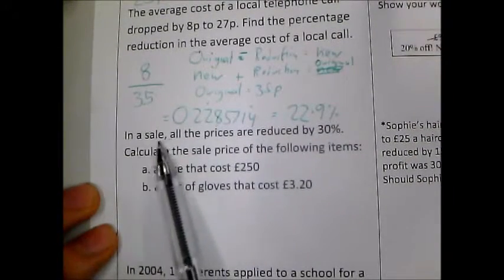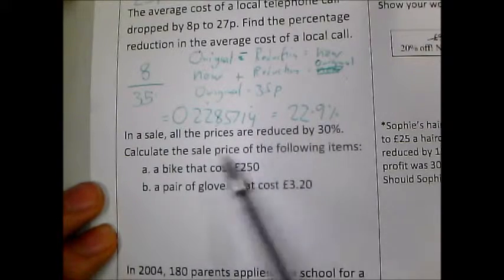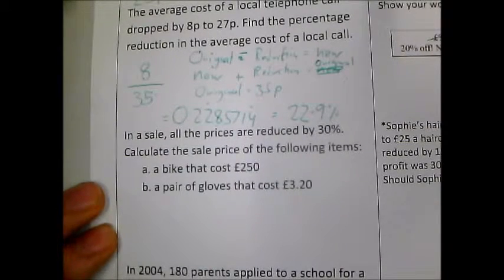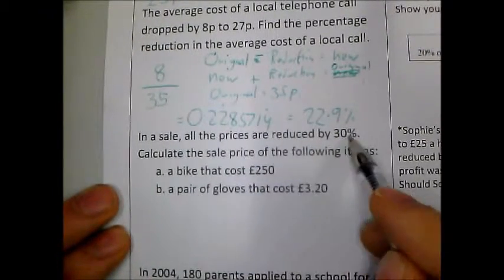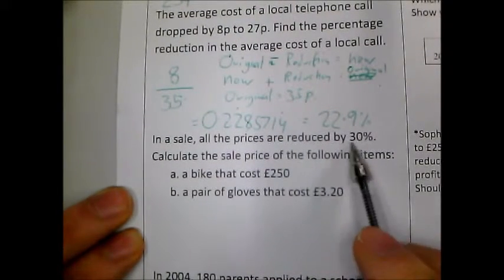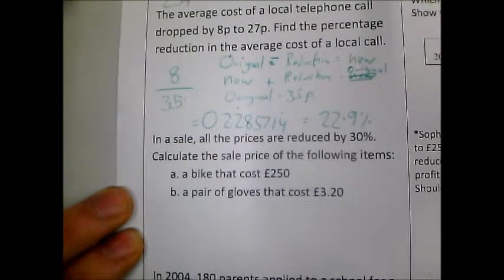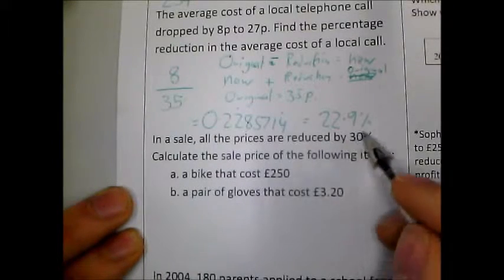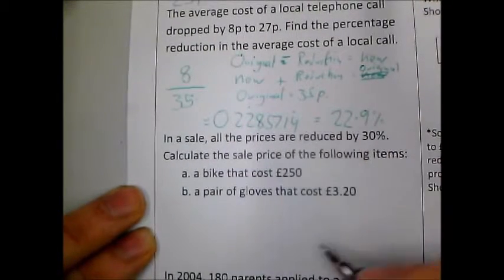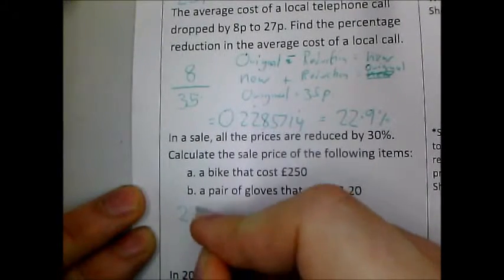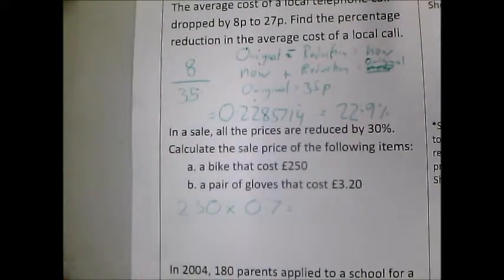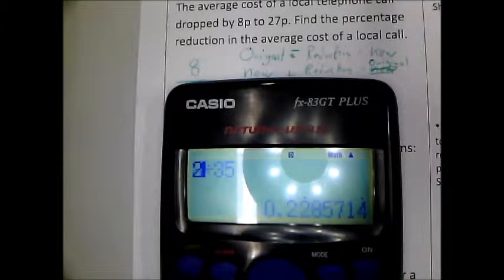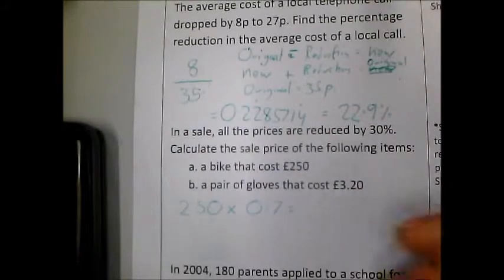Now, this question, we're asked for the price once it's reduced by 30%. So we're given our original. If it's reduced by 30%, there will be 80% left over, so our multiplier will be 0.8. Sorry, 0.7, beg your pardon. There'll be 70% left over. So 250 multiplied by 0.7 is £175.